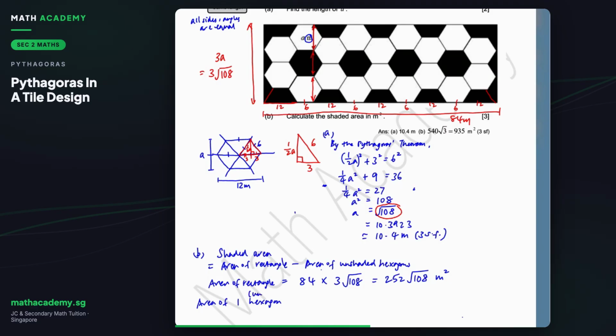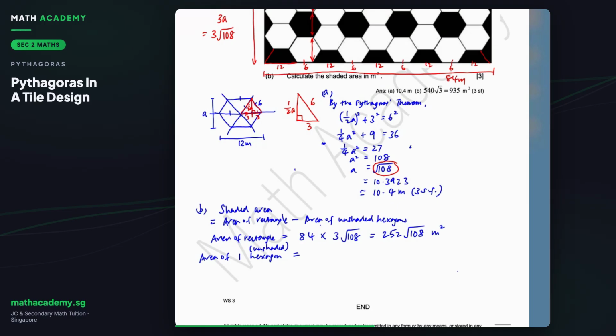Okay, we're actually looking at unshaded ones, but unshaded or shaded, they both have the same area. I'll draw this hexagon by the side one more time. So to find the area of one hexagon, you can find the area of one small triangle here and multiply by 6. Or I'm going to show you another method here. That is, I'm going to divide it into half.